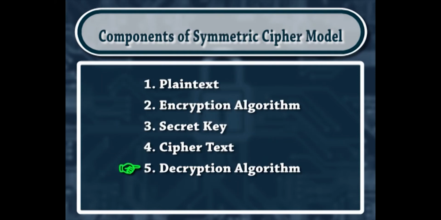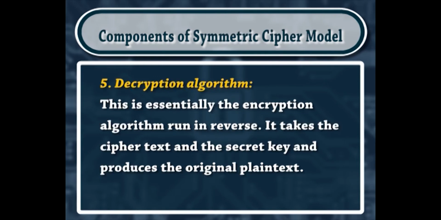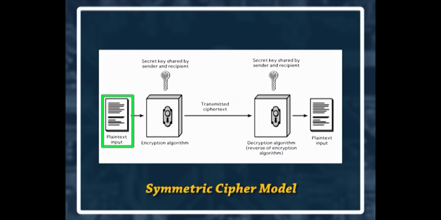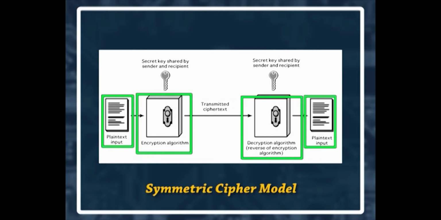Number 5, decryption algorithm. This is essentially the encryption algorithm run in reverse. It takes the ciphertext and the secret key as input and produces the original plain text. In this model, plain text is used as input. We convert the plain text into ciphertext by using the encryption algorithm and key. On the receiver side, ciphertext is converted into plain text by using the decryption algorithm and key. In symmetric cryptography, sender and receiver share the same secret key.